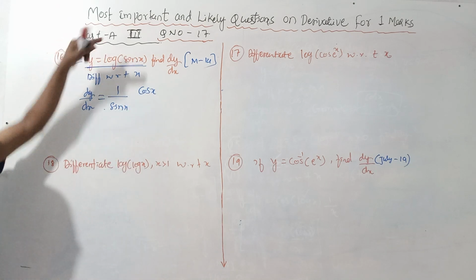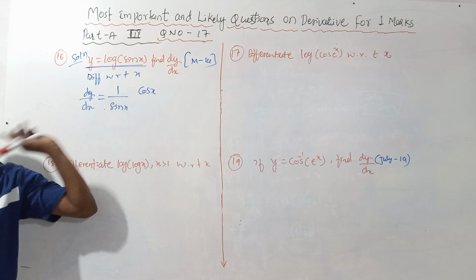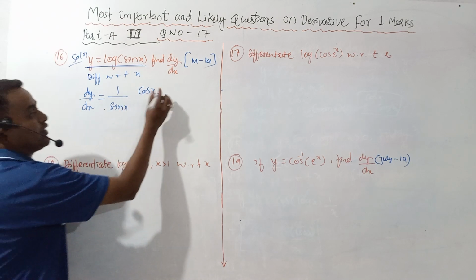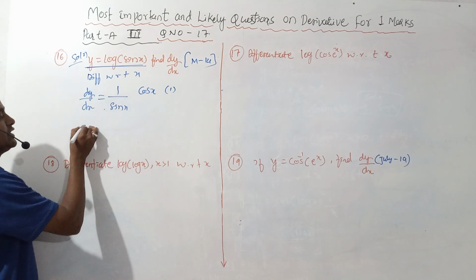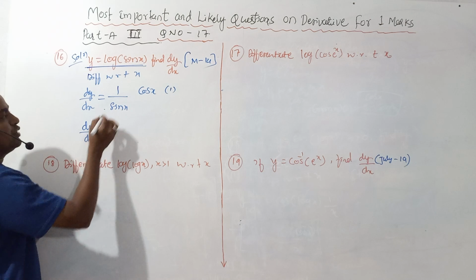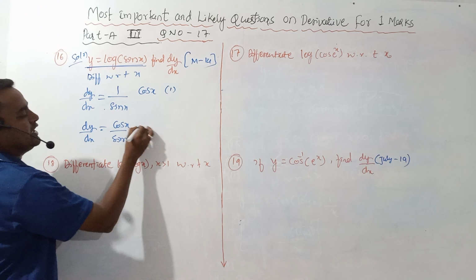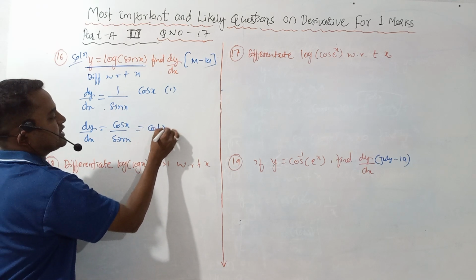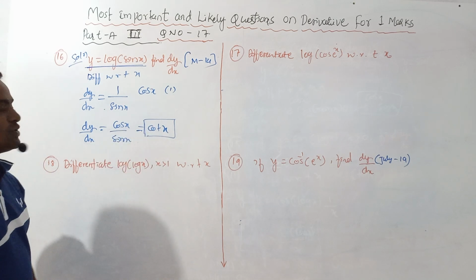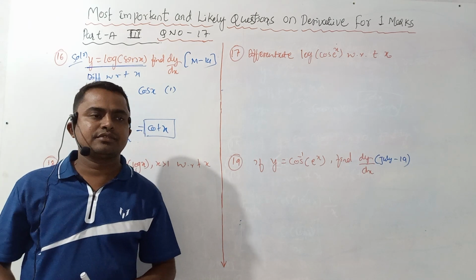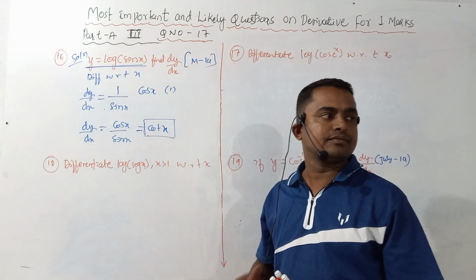Remember one thing: if you are differentiating the denominator value, you always have to write it into the numerator. It is very important. Derivative of x is 1. 1 into cos x, cos x into 1, cos x. Then dy by dx is equal to cos x divided by sin x. It is nothing but cot x. Cos by sin is cot x. This is the final answer: dy by dx is equal to cot x.